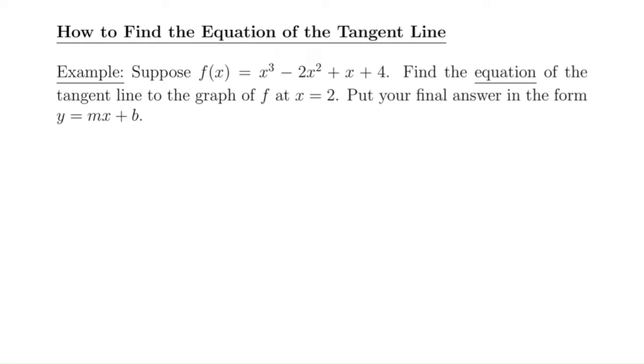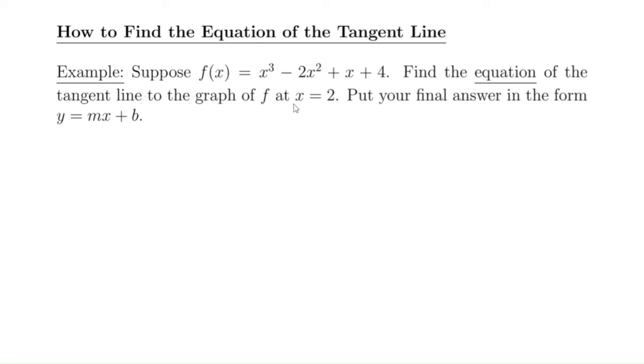In this video, we're going to talk about how to find the equation of the tangent line. So let's look at an example. Suppose f of x is x cubed minus 2x squared plus x plus 4. Find the equation of the tangent line to the graph of f at x equals 2, and put your final answer in the form y equals mx plus b.